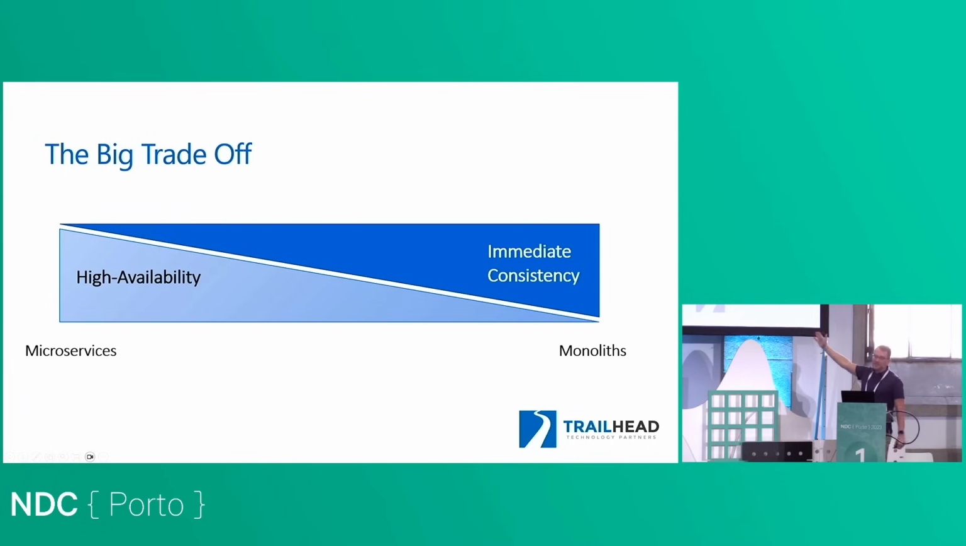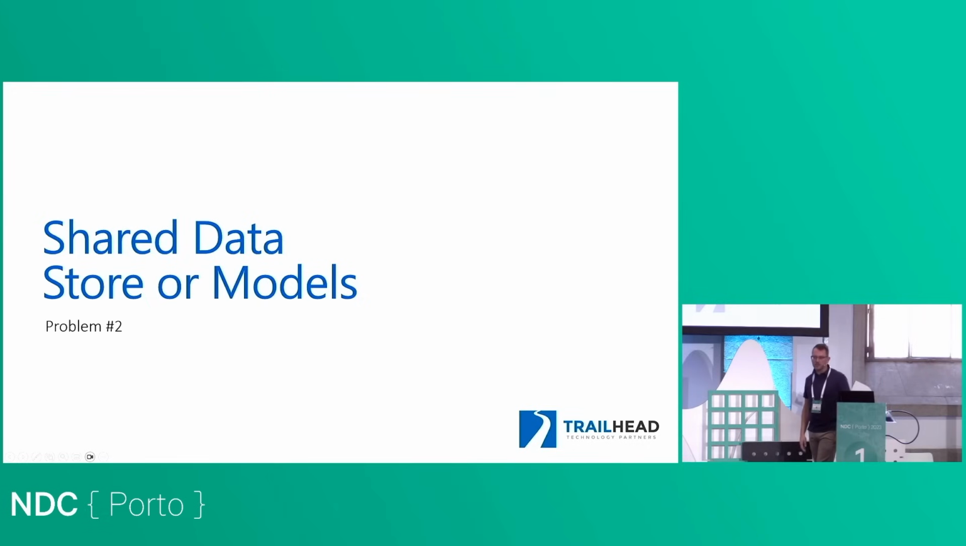Monoliths usually will have a single data store, or at least a single data store per data shard. And because of that, they'll have immediate consistency. As soon as you finish the database transaction of writing, then everything in the application is aware of that new data that's been written to the database. They can now read those updates, right? So if you want high availability, microservices might be the right architecture for you. If you want immediate consistency, then monoliths might be the right architecture for you.